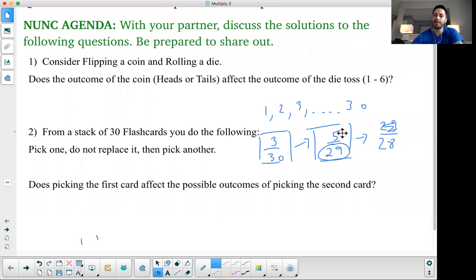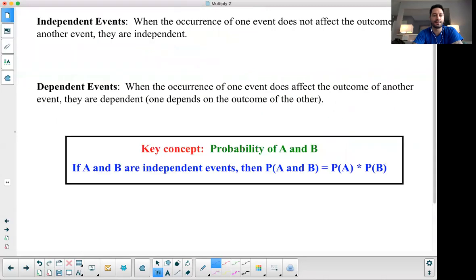I'm sorry, oops, let me go back. This wouldn't be 3, it would be 1. This would be 1 as well, because there's only 1 three. Sorry about that. So you'd have a 1 in 30 chance, and then you'd have a 1 in 29 chance, and then a 1 in 28 chance. So the idea is that because you didn't put the card back, you're changing the whole setup. Right? You're changing the setup. So those events are considered dependent events.